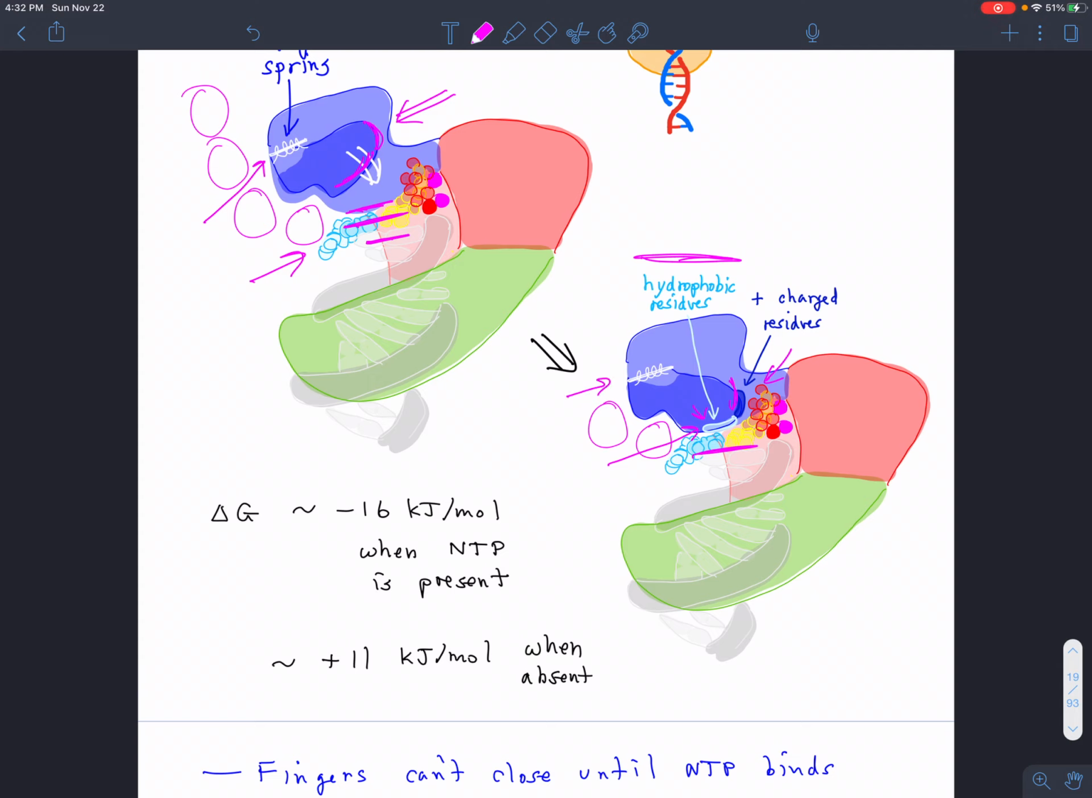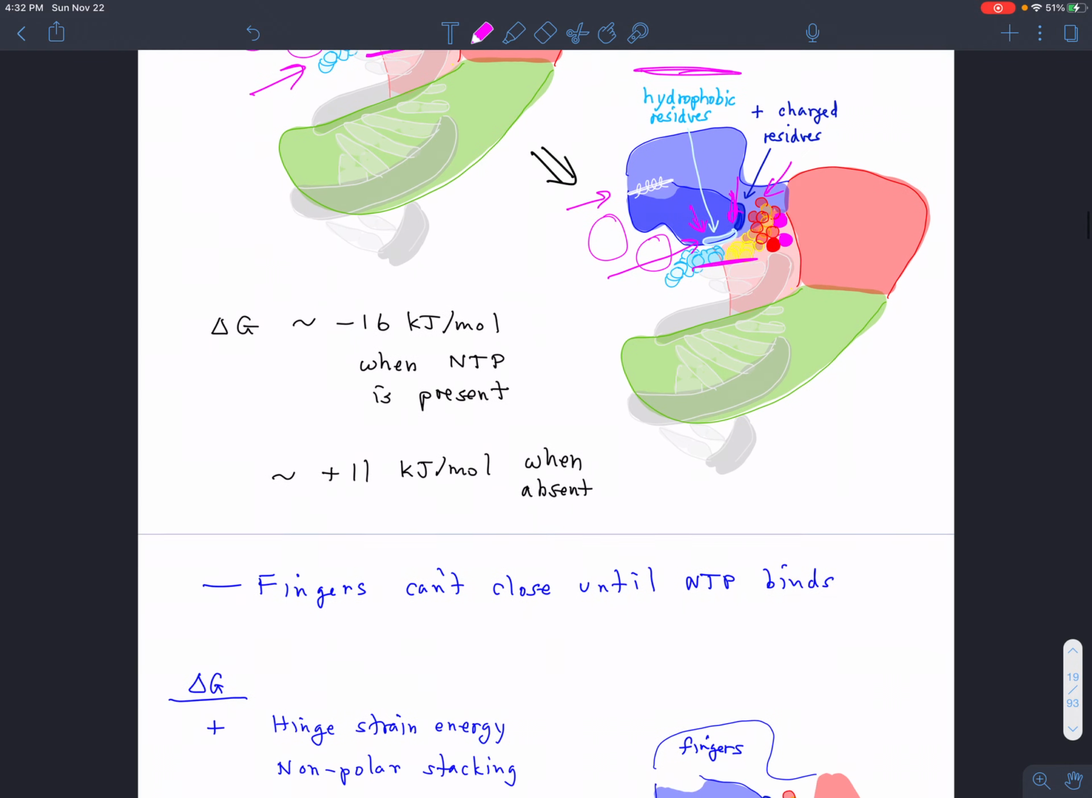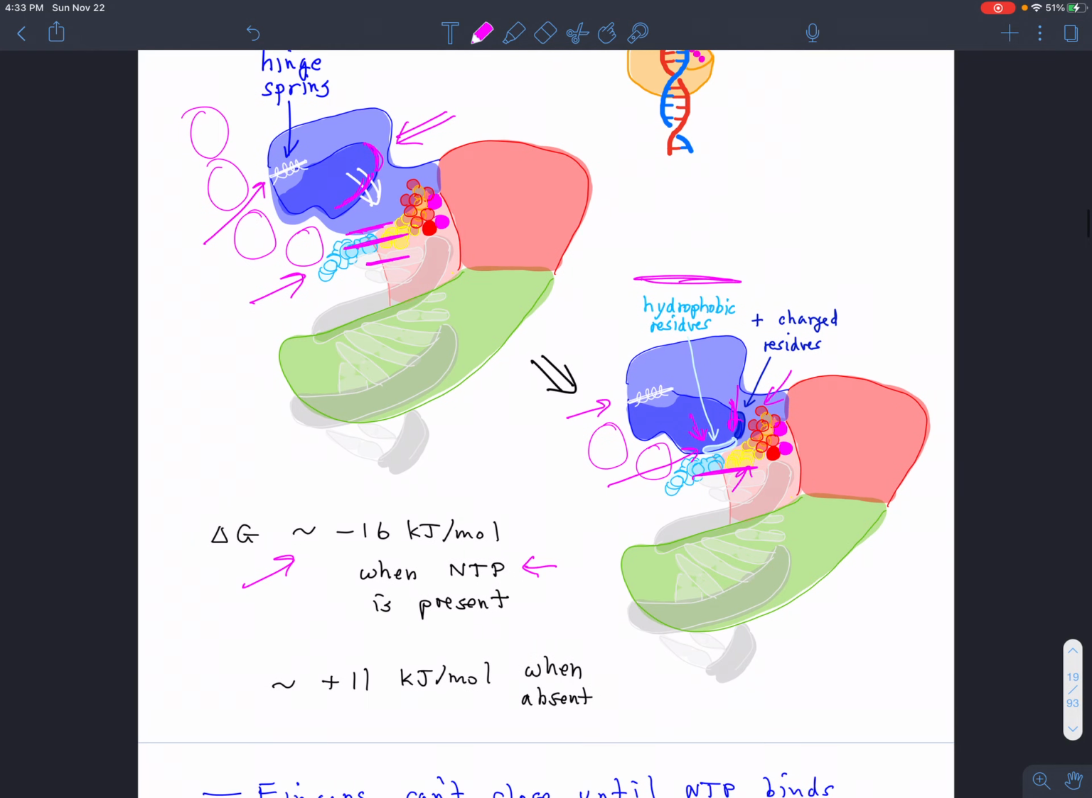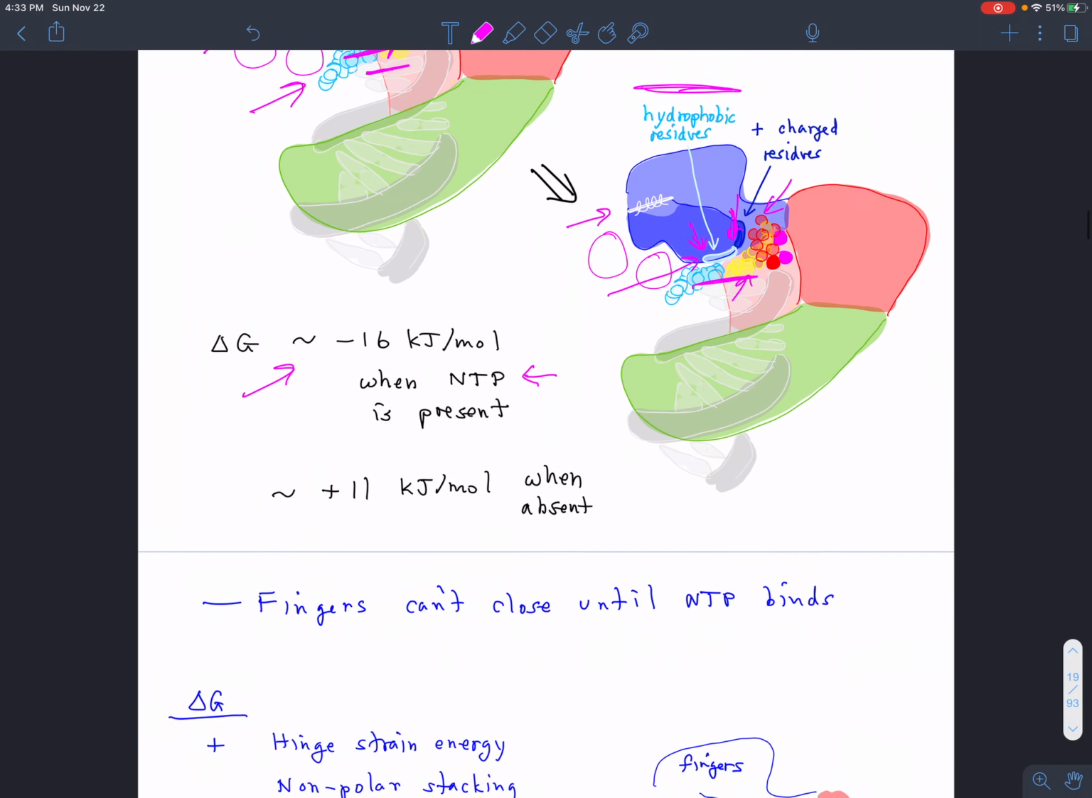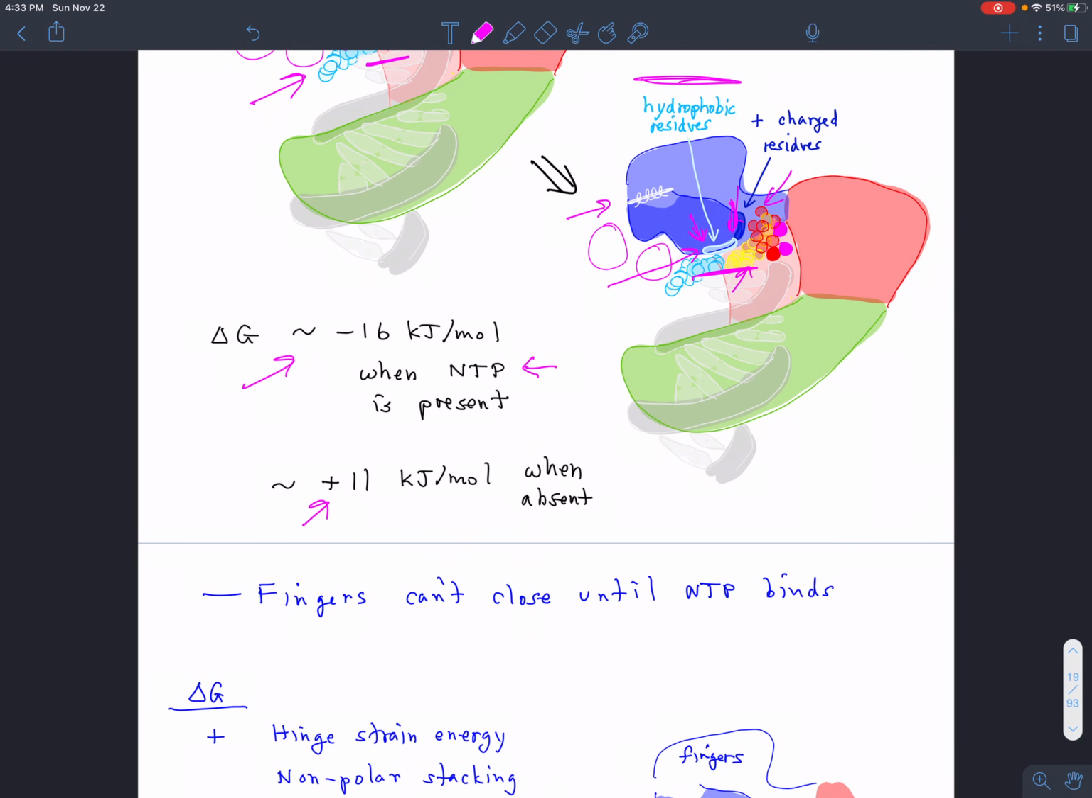This hinge bending is unfavorable. These kinds of sticking interactions are favorable. The overall delta G is around 16 kilojoules per mole if there's an NTP in the pocket. So suppose the fingers tried to close when the NTP is not there. Suppose that's gone. Then what happens? Well, then the delta G estimated, these are crude estimates, but roughly is about plus 11 kilojoules per mole.